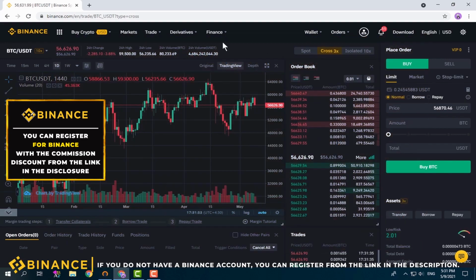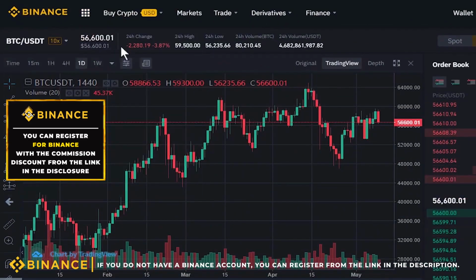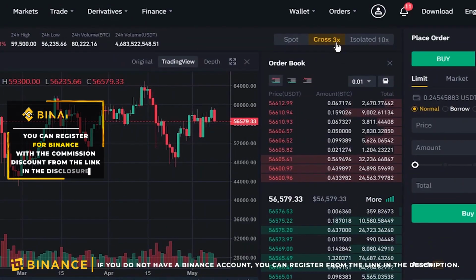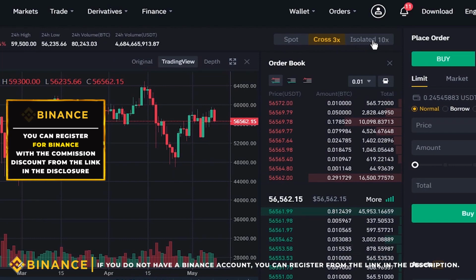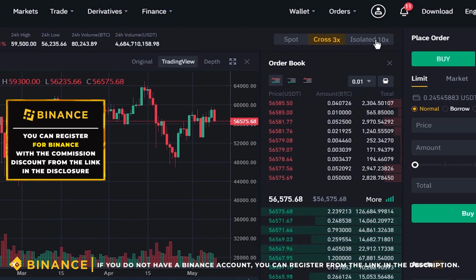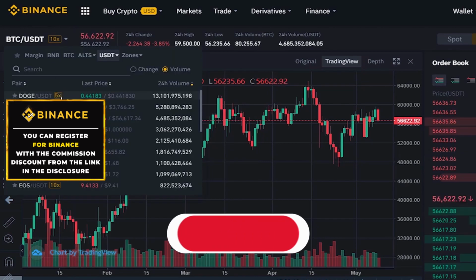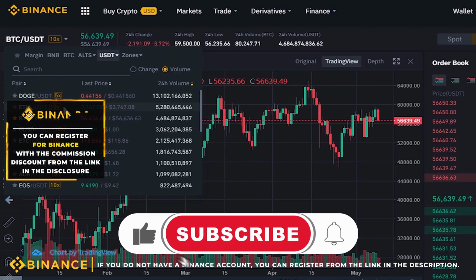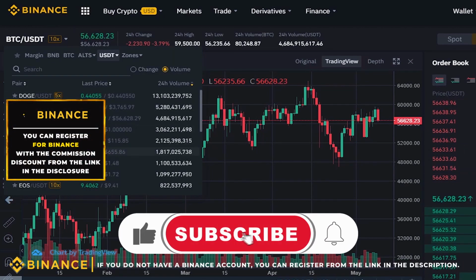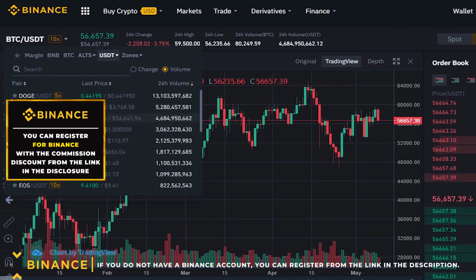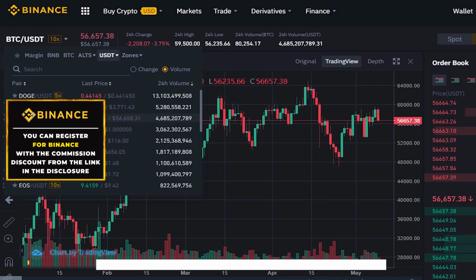For example, right now for BTC USDT, we have leverage of up to 3 for cross margin and leverage of up to 10 for isolated margin. And it may be different for other pairs, but at the moment, we don't have leverage of greater than 10. These show available leverage for each pair, and these are for isolated margin. They actually show the maximum available leverage for each pair.